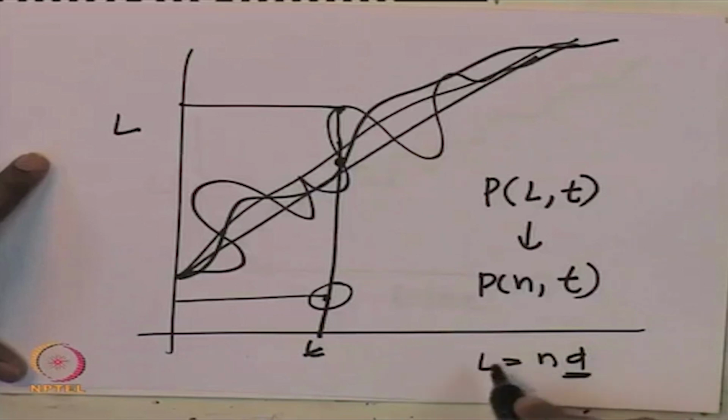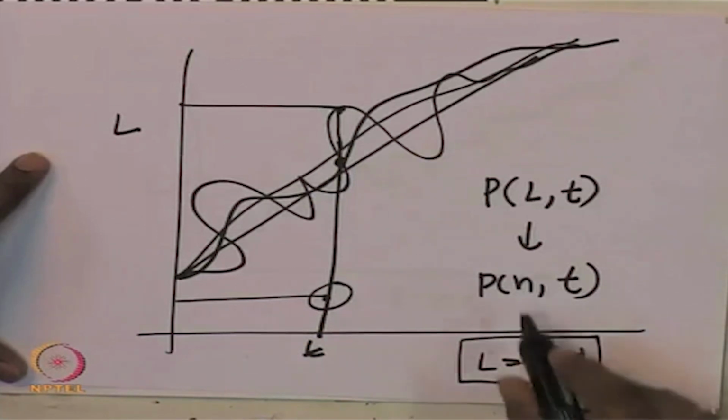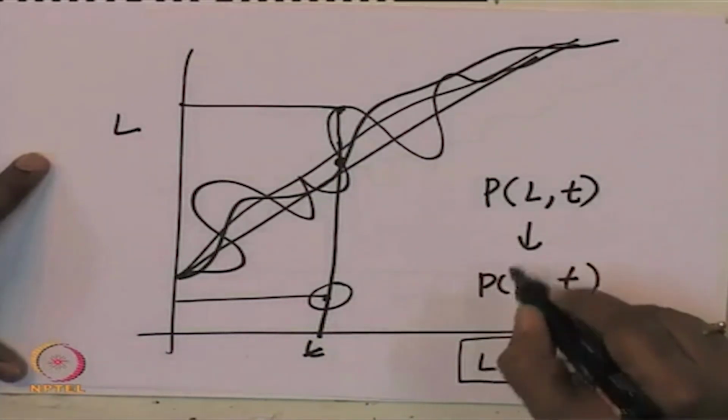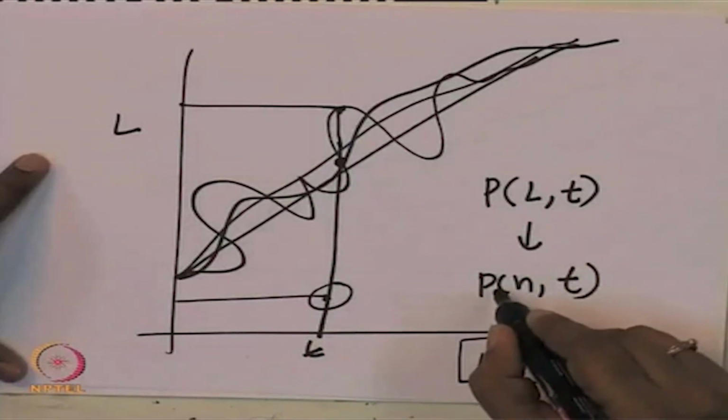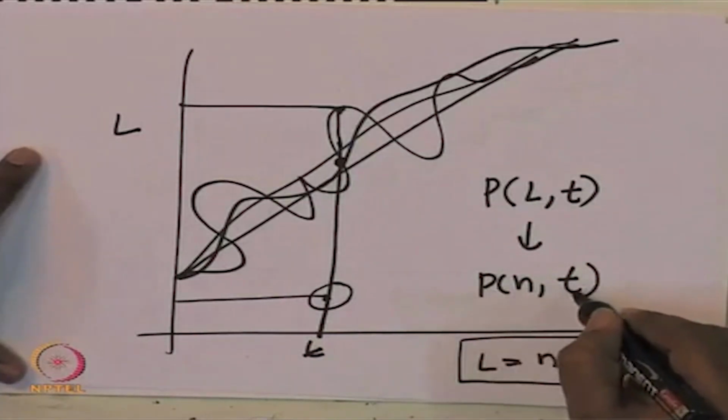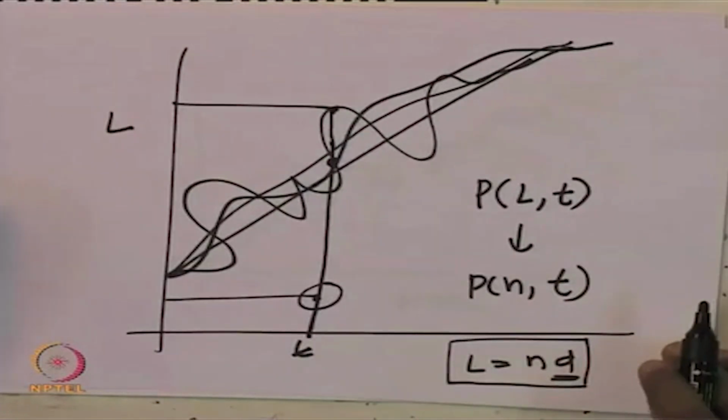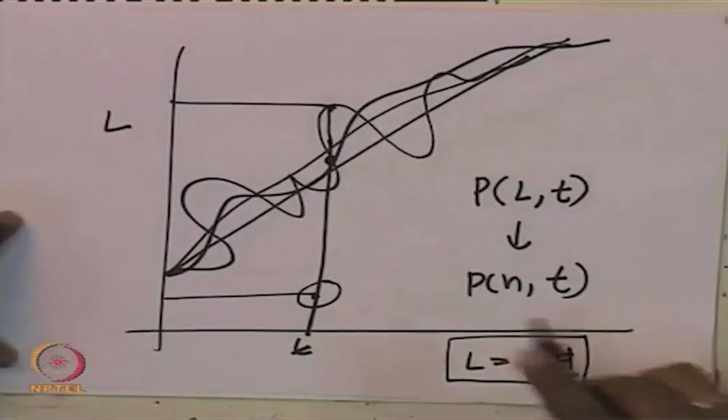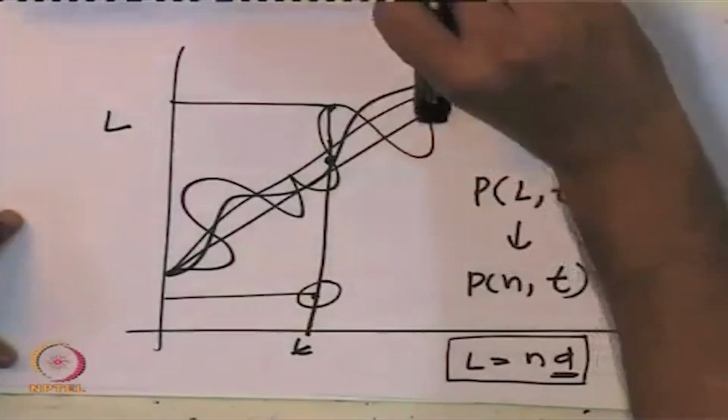So, if d is the size of the monomer, L is n d, and so instead of P of L, t, you can also think of P of n, t, where P is the probability to have n monomers at time t. So, you can see that you can think of getting different values. Similarly, the same idea can be extended to molecular motors.